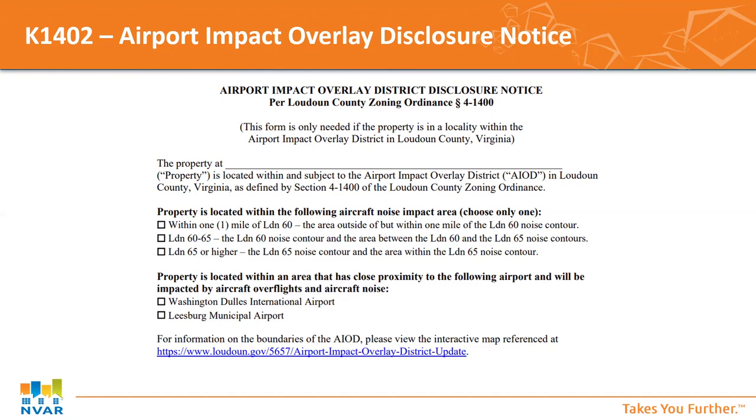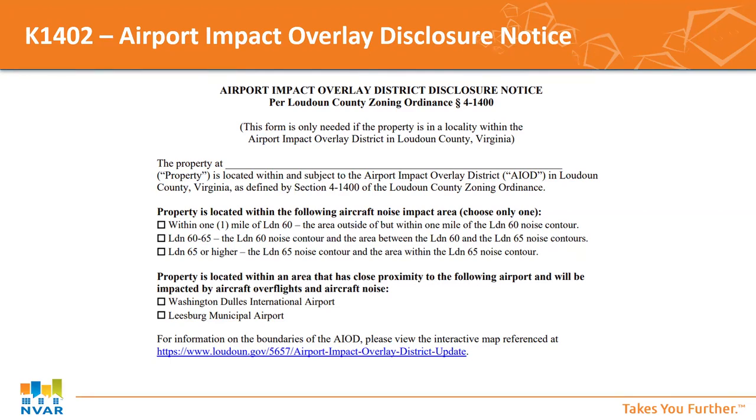In that map, you will see what noise contour the house is in. There are 3 noise contours. It's very unlikely to ever be LDN 65 or higher. That's almost rare, as homes are rarely ever built there. It's usually going to be one of those first 2. And then you're going to select which airport the noise contour is in. It's going to be Dulles or Leesburg. Most likely it will be Dulles, and most likely it'll be within 1 mile of the LDN 60. So you check these 2 boxes, and then you provide the disclosure to the prospective buyer.